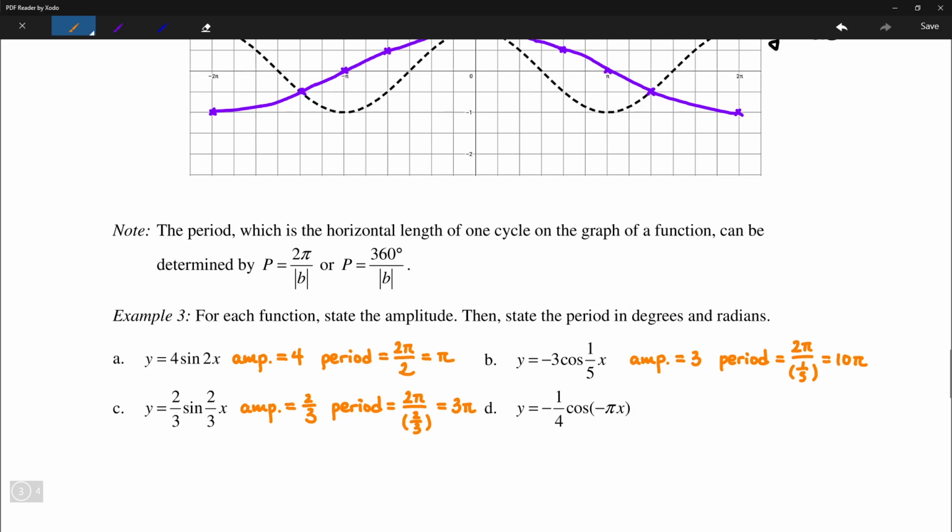Of course, if the b value itself contains pi, then it is possible to get, for example, in example D, an integer value for the period. So in this case, we have amplitude is equal to a quarter. Sorry about that. But the period is going to be 2 pi divided by pi. Recall we take the absolute value of b. So we actually have a period of 2.